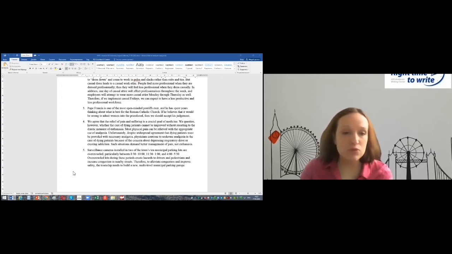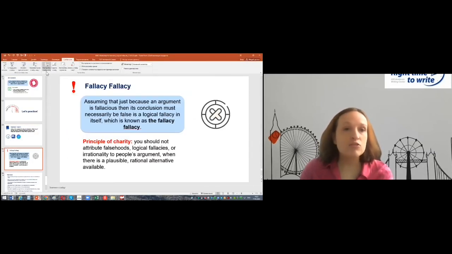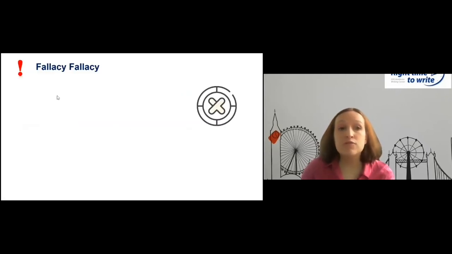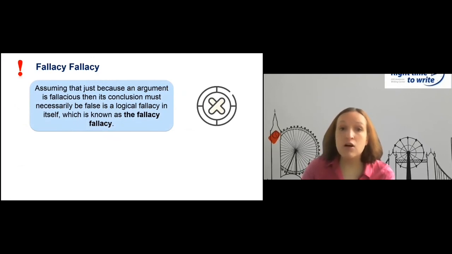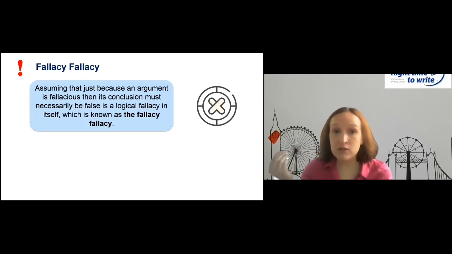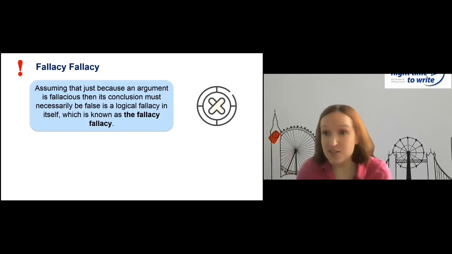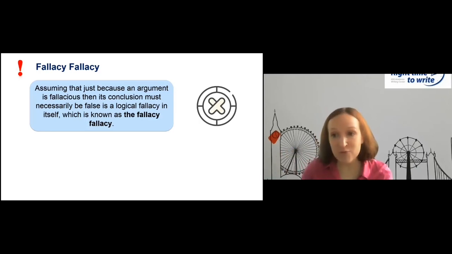I would like to bring you to the next and to the final actually point that I want to make today about fallacy. So if we think that just because an argument is fallacious, then its conclusion is necessarily false, it's a logical fallacy in itself, which is called the fallacy fallacy. So even with the fallacious argument, the conclusion might still be correct by chance, probably, yeah. So we need to be very careful with that.